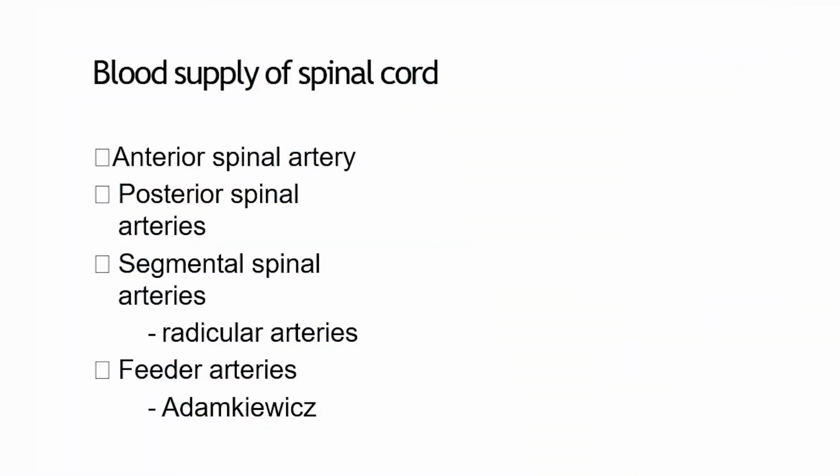The blood supply of vertebral canal is critical, especially from the context of surgical and clinical consideration. So we'll discuss the blood supply in detail now. Spinal cord receives its blood supply through 4 types of arteries: the anterior spinal artery, the posterior spinal artery, the segmental spinal arteries, and the feeder arteries.